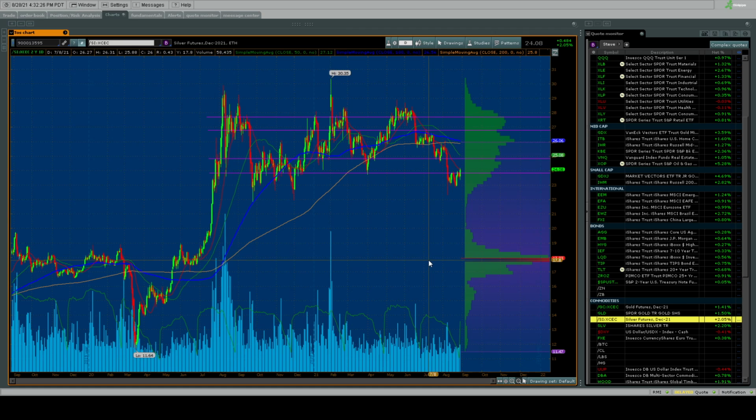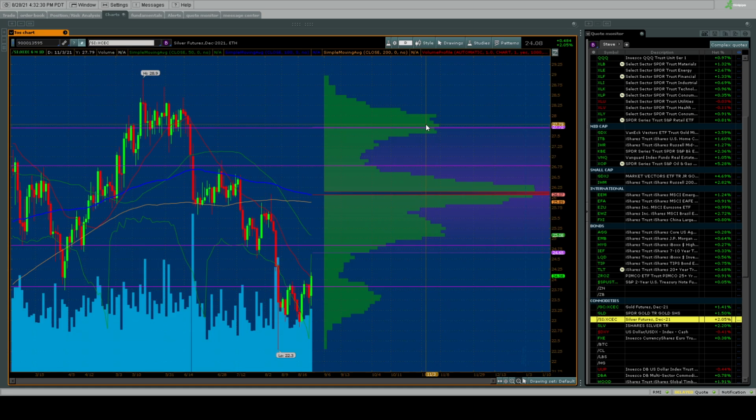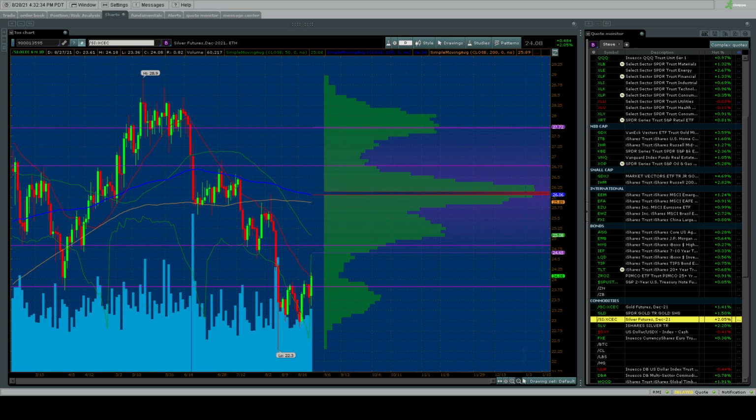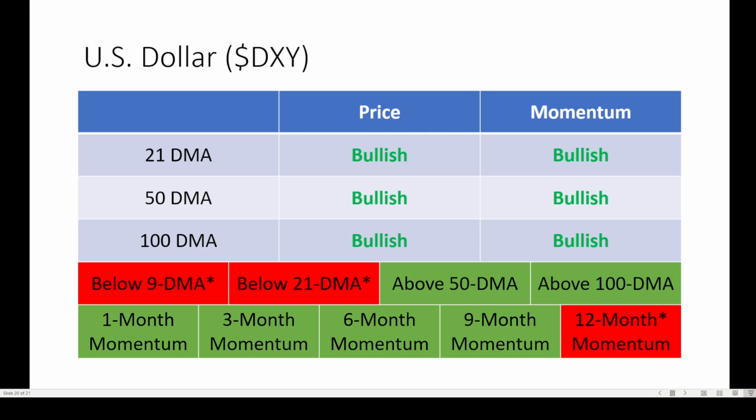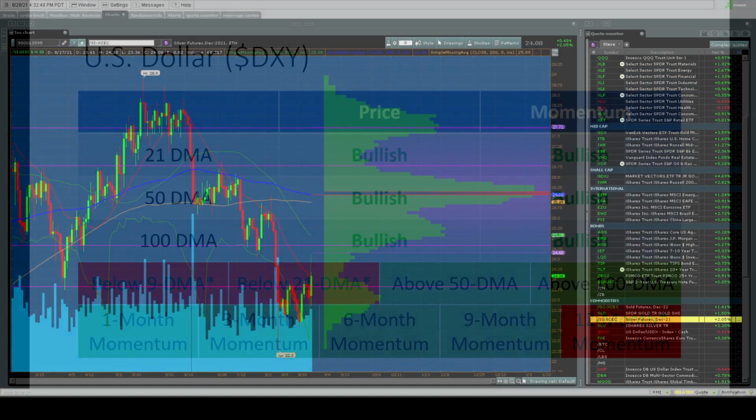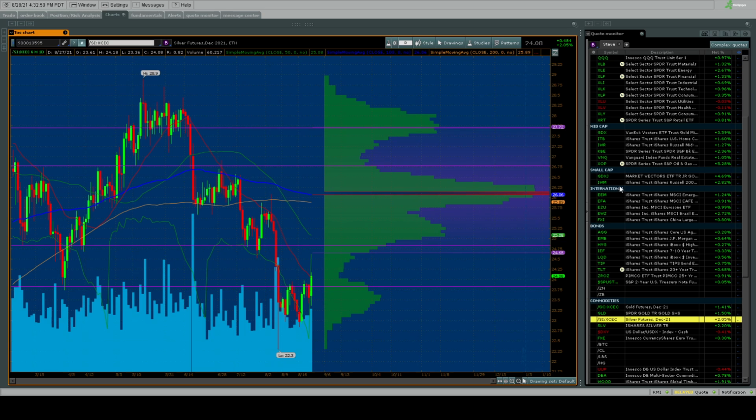Look at the volume profile. You can see $18 being where the real bottom of silver is next. Yikes. But I'll be bullish on that at some point, just not today. U.S. dollar, I am bullish on the dollar price. Momentum, all bullish across the board, remains below the 9-21-day moving average thanks to Friday. 12-month momentum flipped negative and falling. Otherwise, what's going on? Beautiful bottoming pattern in the dollar.